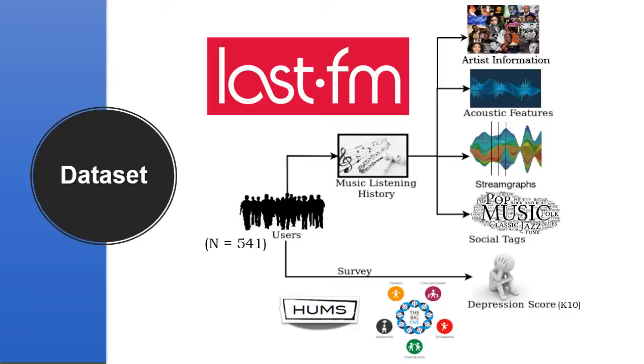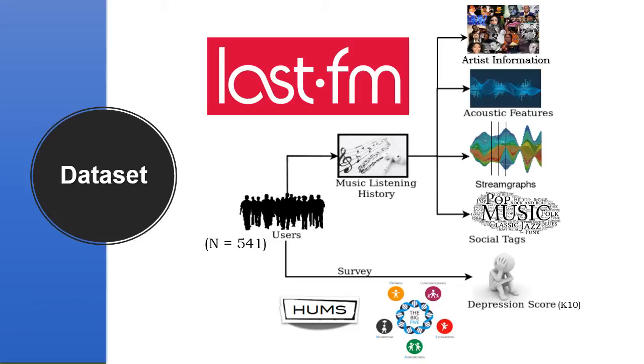We have the associated social tags, where social tags are basically short text labels that can be assigned by users to tracks or artists or albums on platforms like Last.fm. We have also extracted some acoustic features and time varying information from the tracks, and we have artist related information as well. This was all of the data specific to the music listening history.